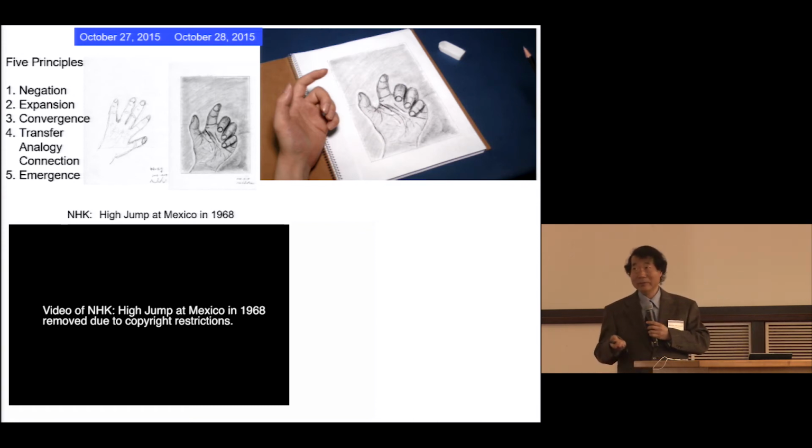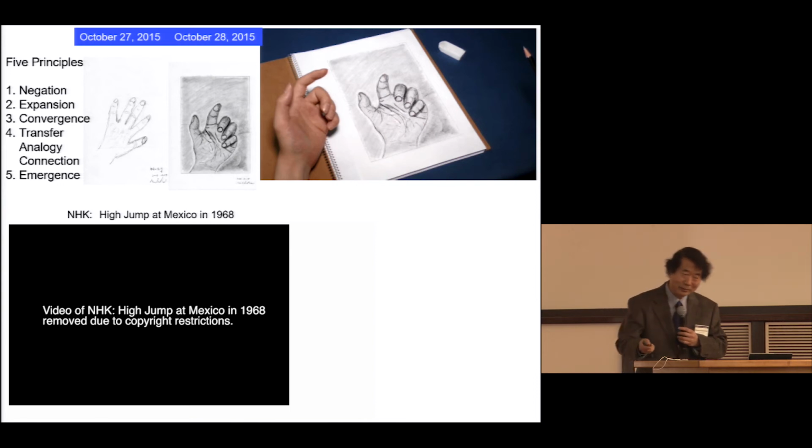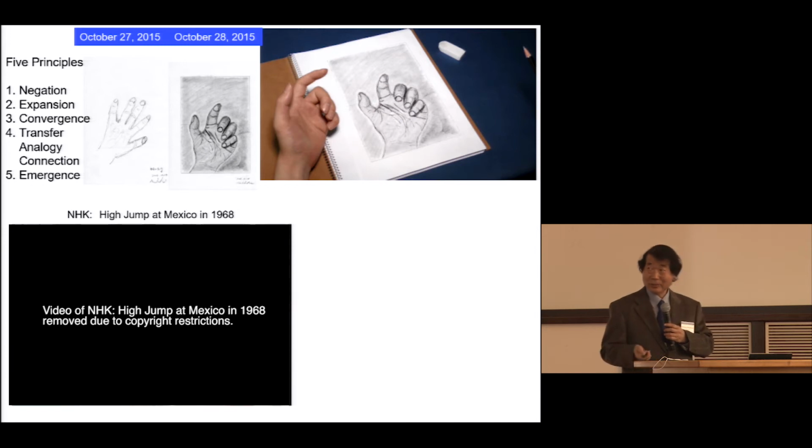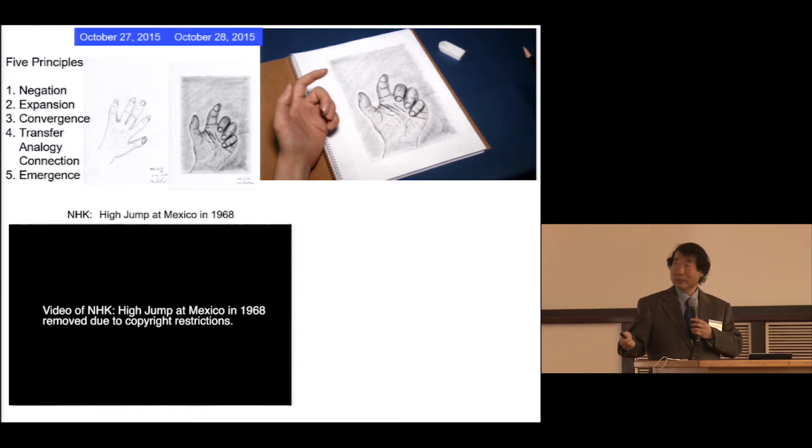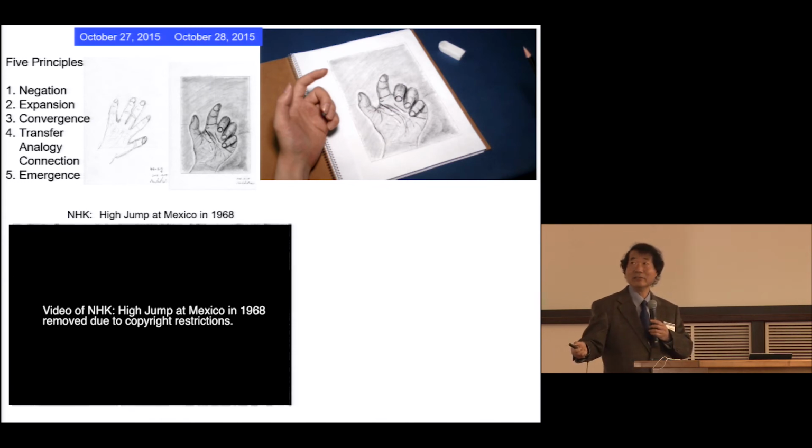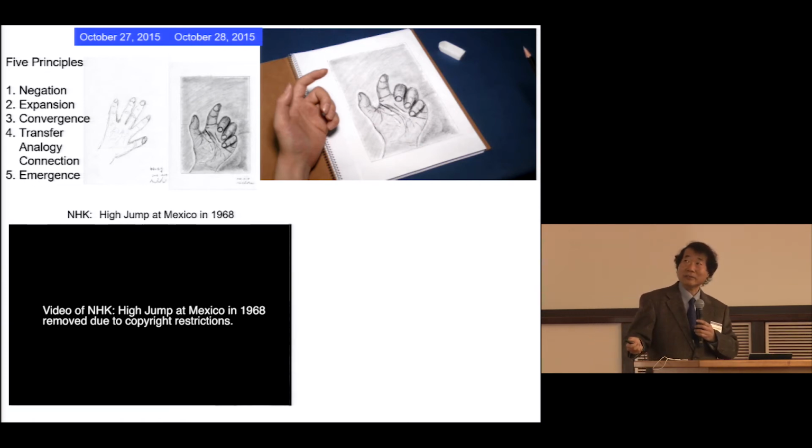Many athletes showed us very low high jumps, except for Dick Fosbury. He revolutionarily created a completely new jump. It started based on negation, and after many trial and errors, it related to expansion. Finally he got the good jump at the convergence.